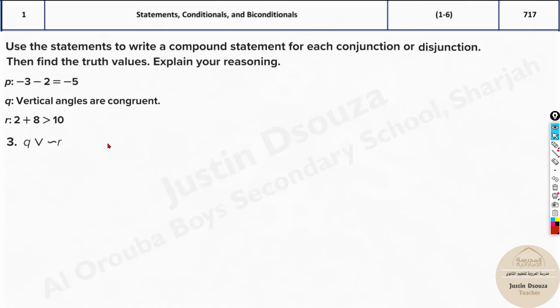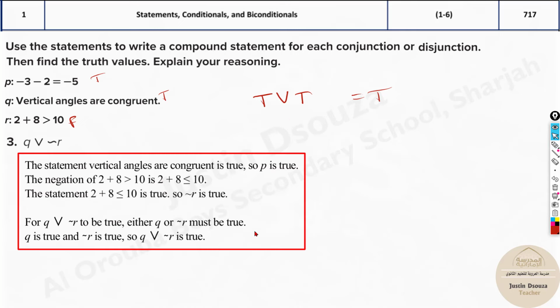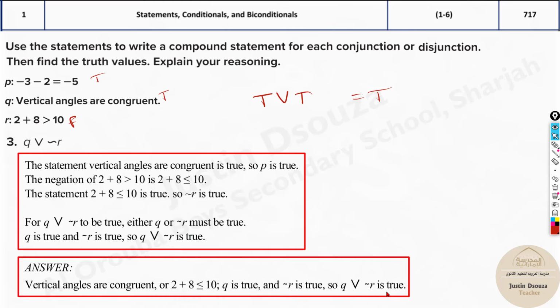Now over here, this one is an OR statement. And they have given negation. Let's just quickly do it. We know Q is true. Or what about the negation of R? This was false, right? Initially, this is true, true. This is false. So the opposite of false is true. So this will be true itself. Because if any one is true over here, it would have been true. But over here, both are true, so it is true. So you can see that's the answer.